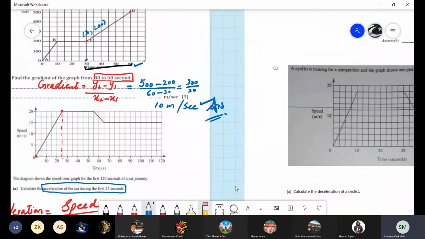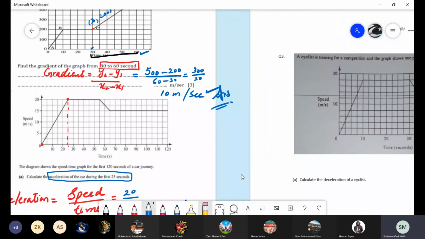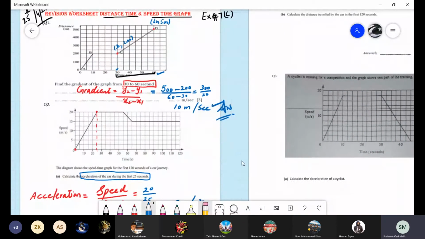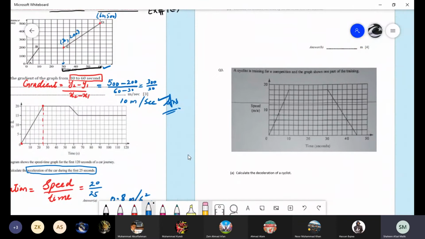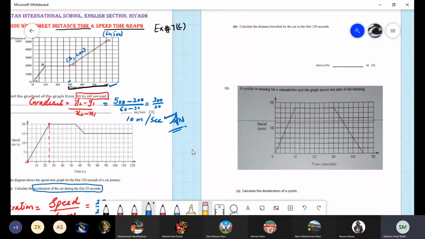Okay. Then the B part of the question is the same question, but its second part. Here, you have to follow the same graph. The question is, calculate the distance traveled by the car in the first 120 seconds. Yes, how will you do this? Whenever we are finding the distance, what will be the distance formula? Here the distance is equal to the area under the graph.